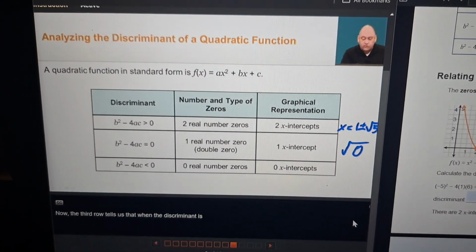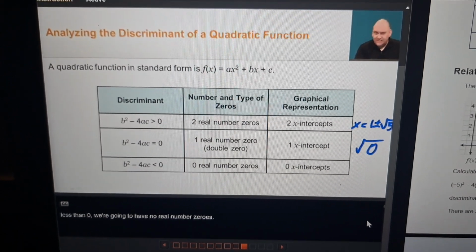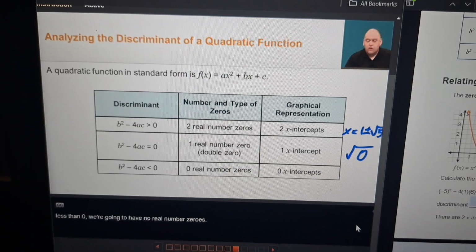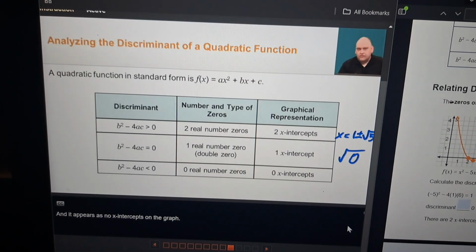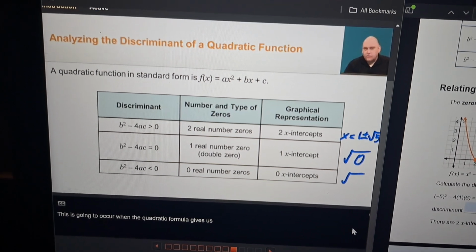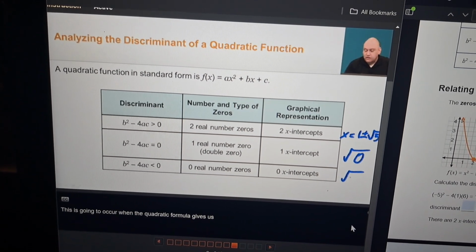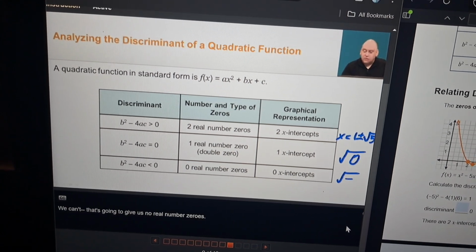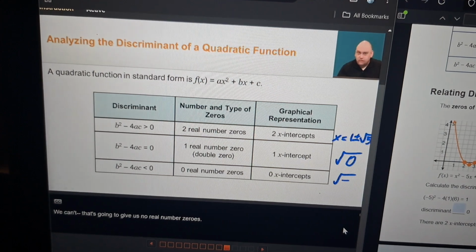Now the third row tells us when the discriminant is less than 0, we're going to have no real number zeros. And it appears as no x-intercepts on the graph. This is going to occur when the quadratic formula gives us a square root of a negative number. We can't do that. That's going to give us no real number zeros.